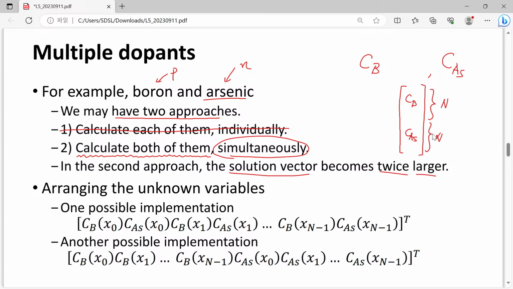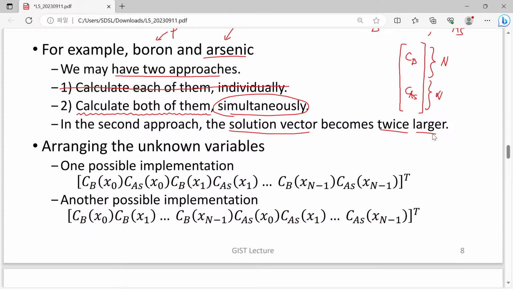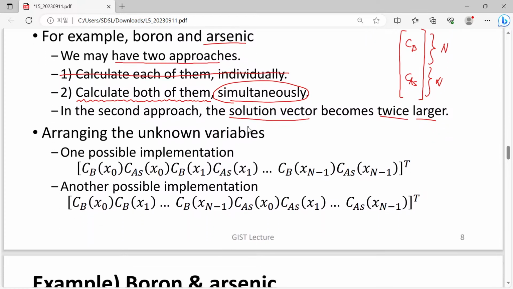However, we are now considering a more complex system. Therefore, we have to spend more computational effort to solve this one. That is quite reasonable. And I wanted to raise one issue about the arrangement of unknown variables.